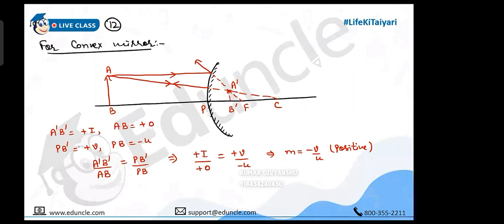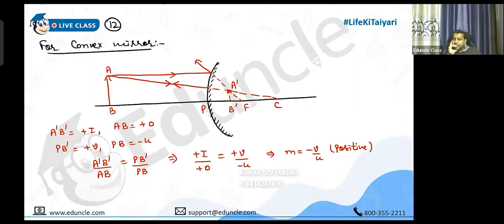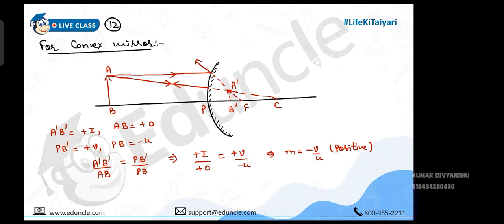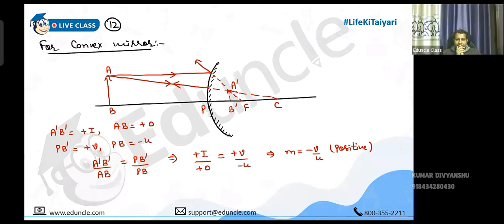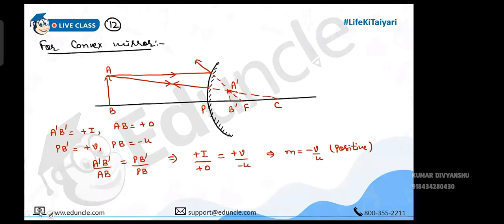Sir, how did negative come? Can you explain me? How can you say it is negative? Yes, V is positive, U is negative. So negative will get cancelled, it will be positive. No? Okay, sir.